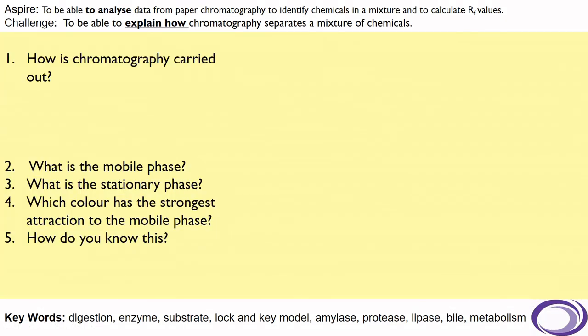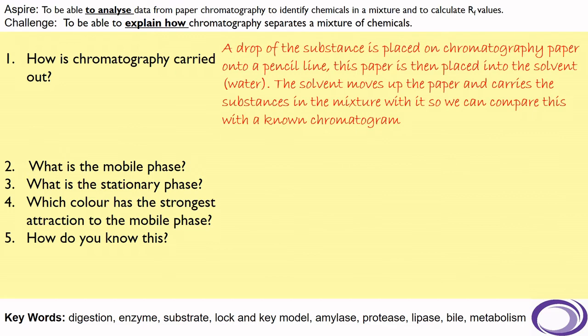So you should have something like this. A drop of the substance is placed on chromatography paper onto a pencil line. This paper is then placed into the solvent. The solvent moves up the paper and carries the substances in the mixture with it, so we can compare this with a known chromatogram. Now it's really important that the line is drawn in pencil, because if you drew it in ink, the line would run.